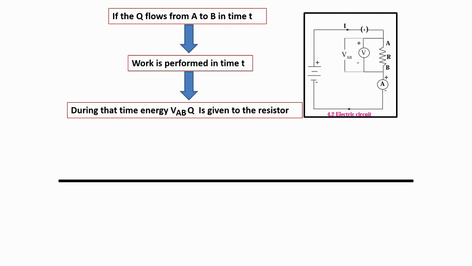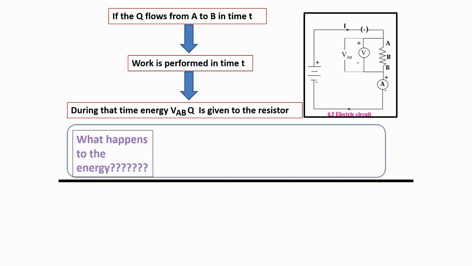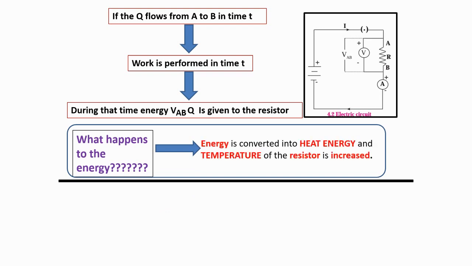Now some amount of energy is given to the resistor by the charge. But what happens to this energy? This energy is converted into heat energy, and the temperature of the resistor is increased due to this heat.